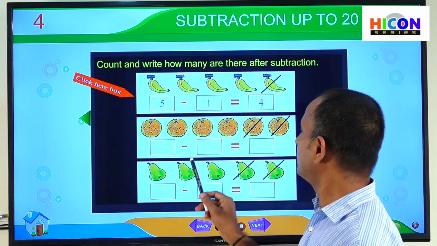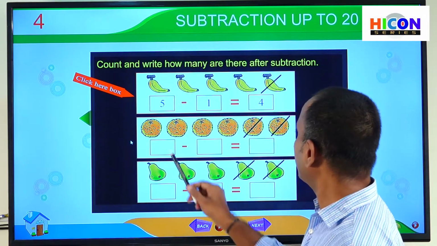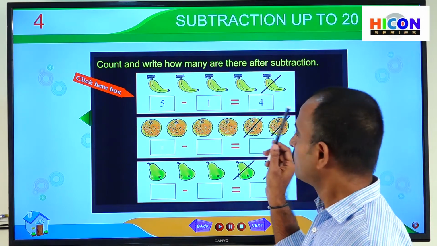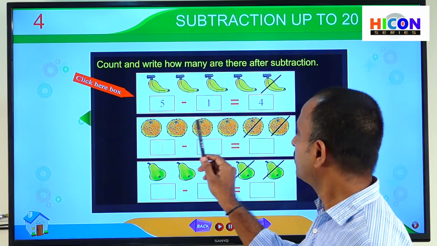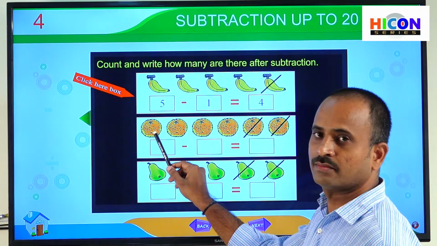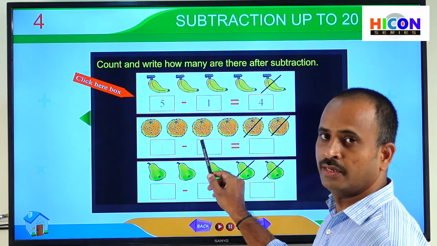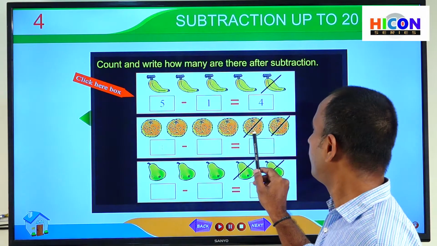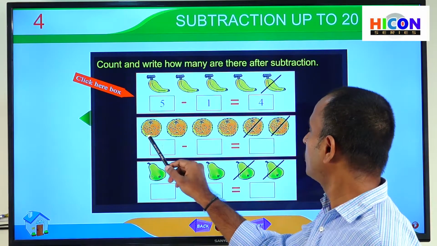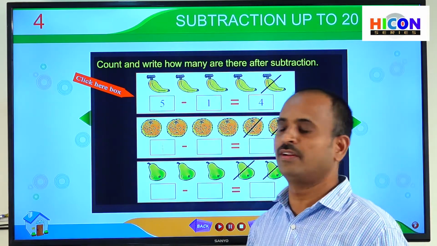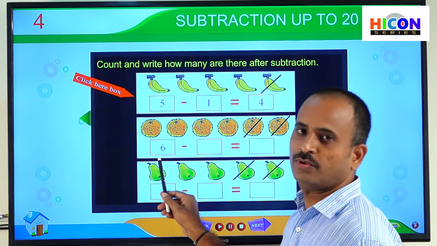So children, see the second example. There are some oranges given. So how many oranges are there? So let us start to count. So 1, 2, 3, 4, 5, 6. So in total there are 6 oranges given. So write 6 in the first box.